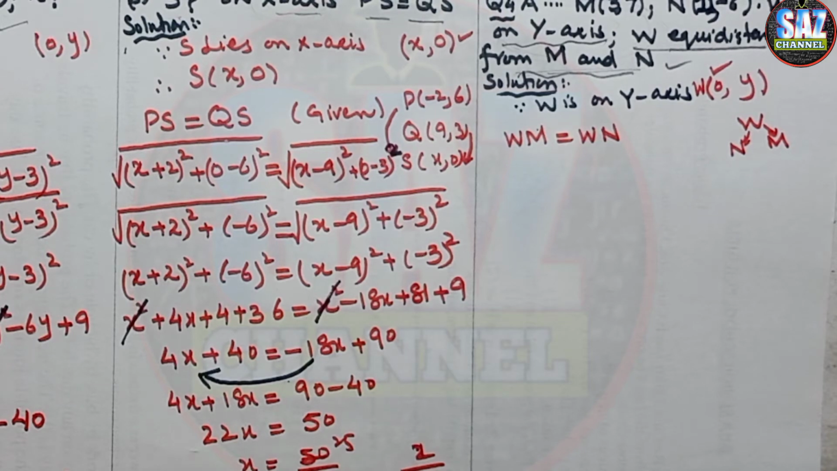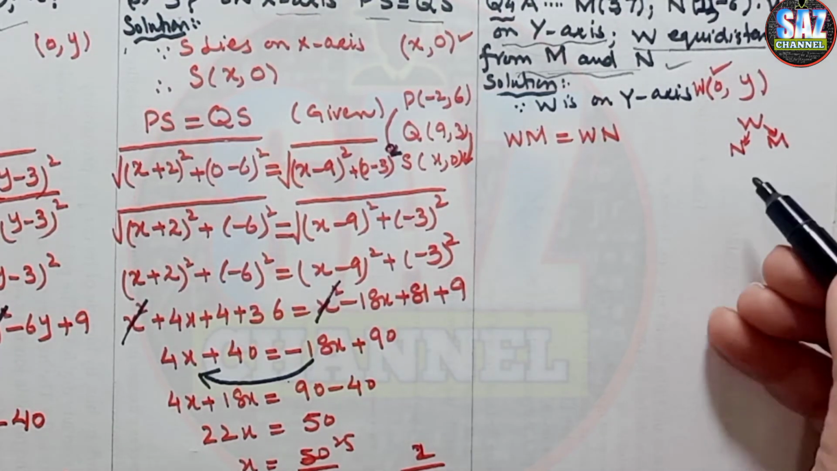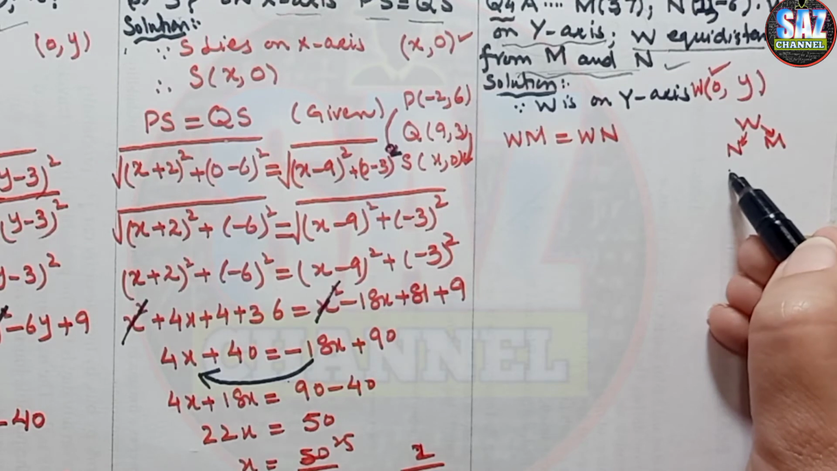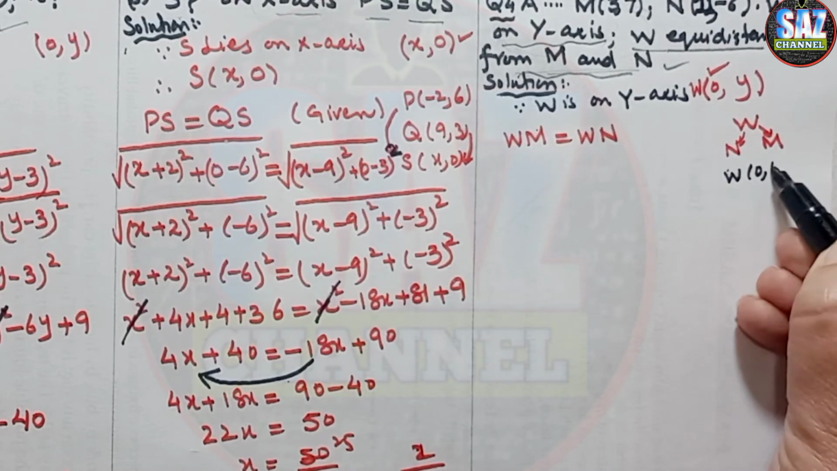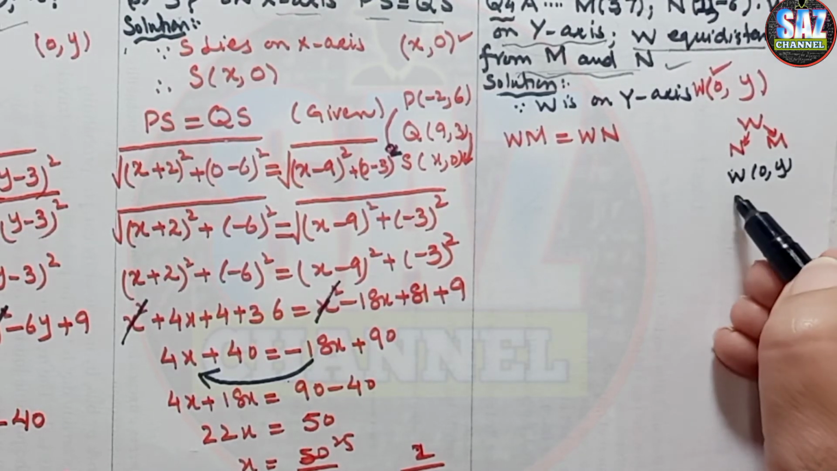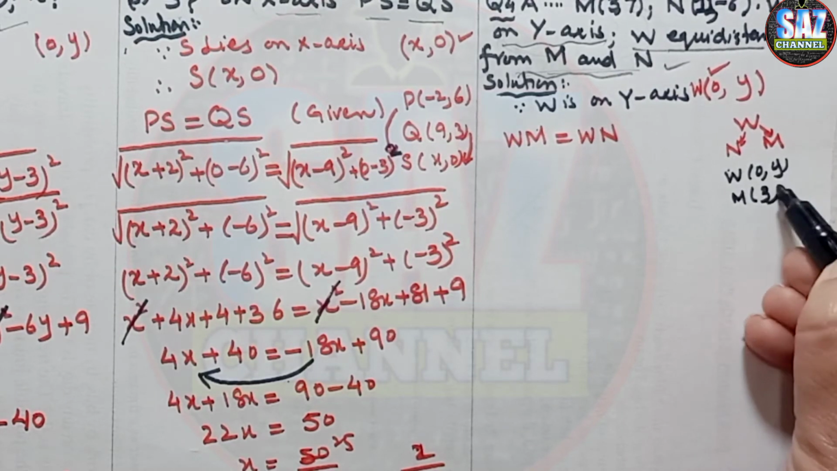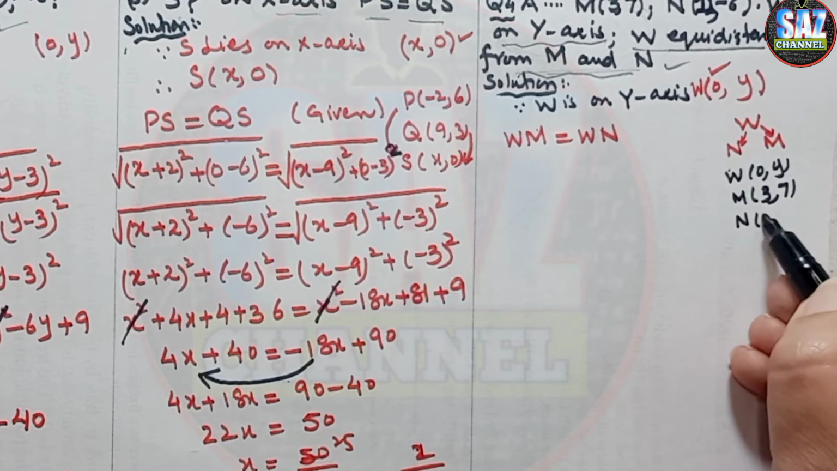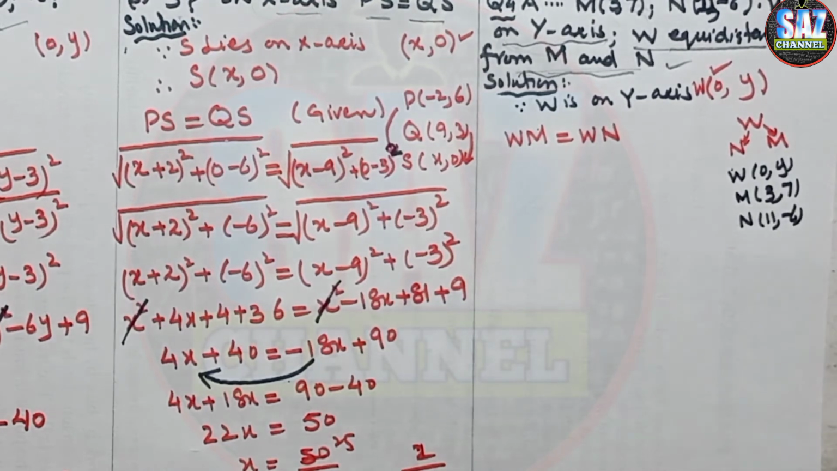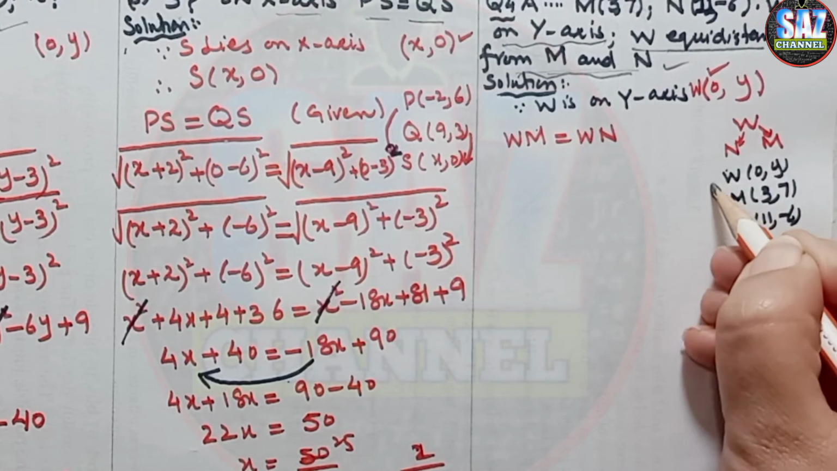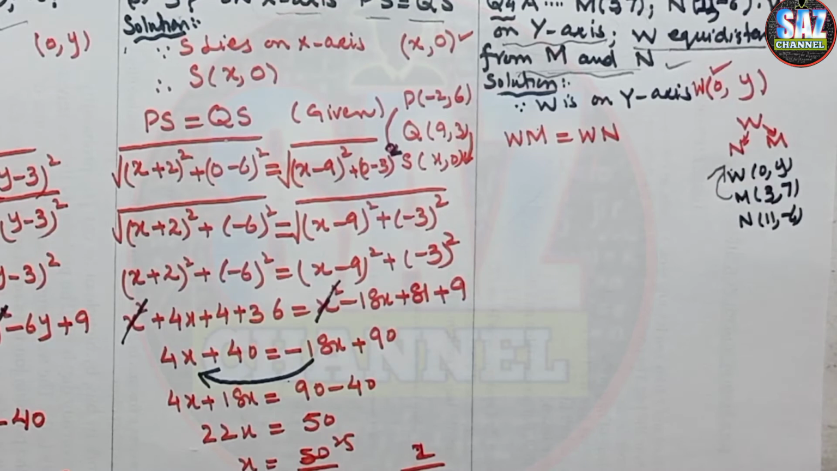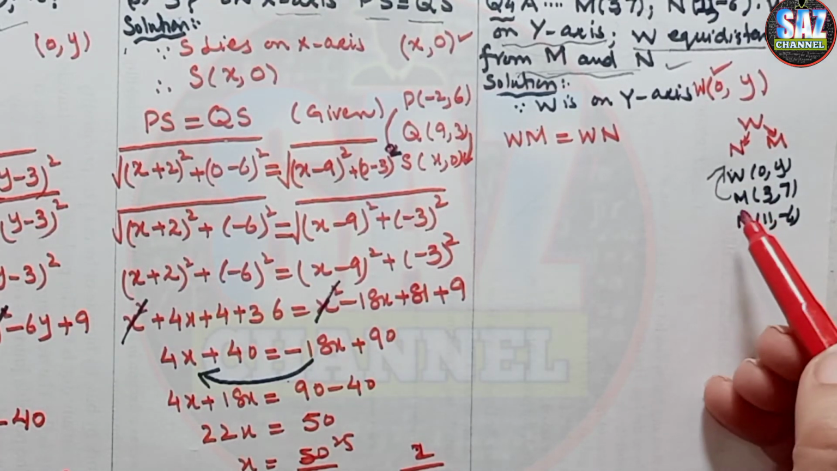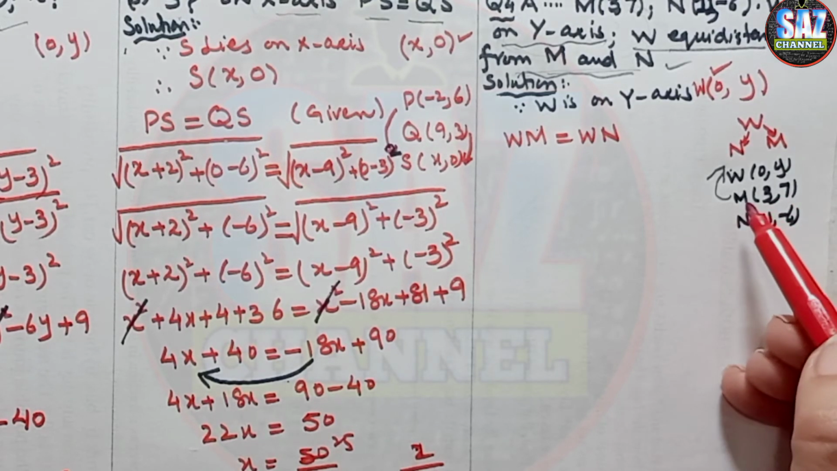Now replace the values in the formula. W has the value (0, y), M has the value (3, 7), and N is (11, minus 6). Now insert the values carefully. WM. Let me mark it in this way, and you also have to show such type of small working so that there is no misunderstanding in the solution.